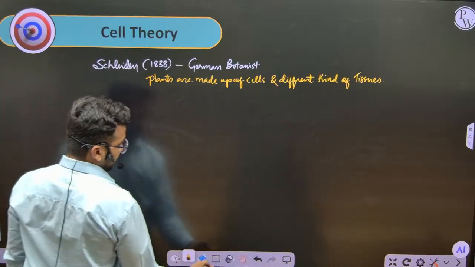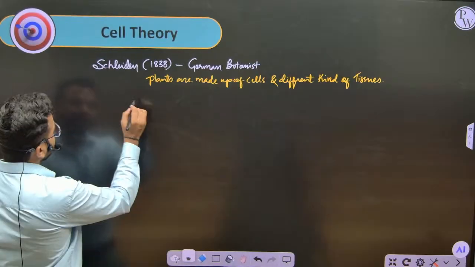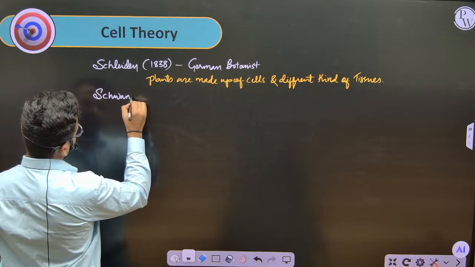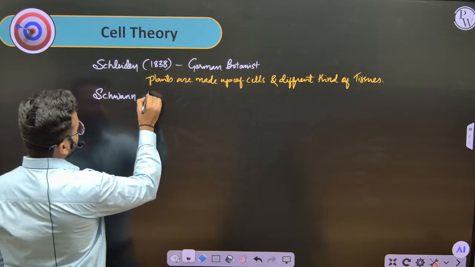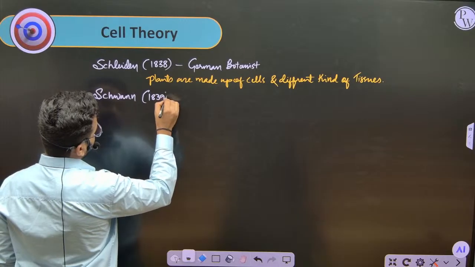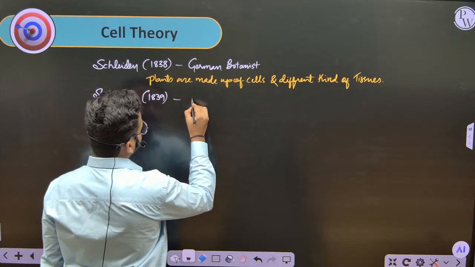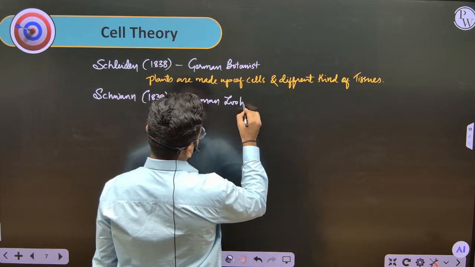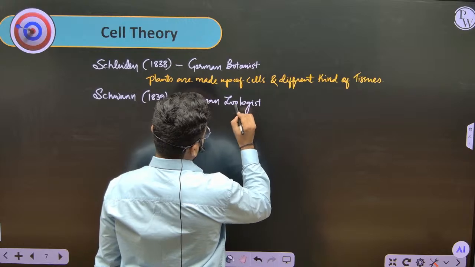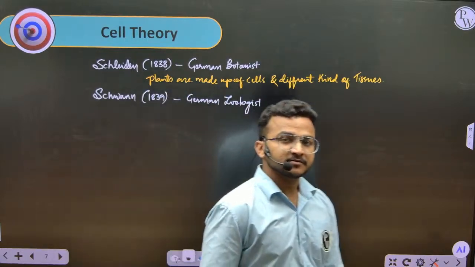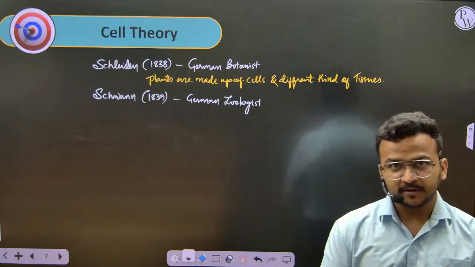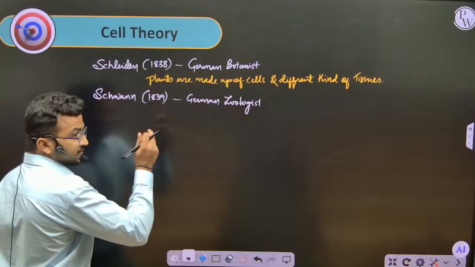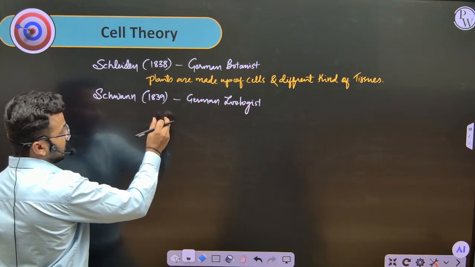So he said that. And next comes another scientist named Schwann, in 1839. He is a German zoologist. Zoologist in the sense, the one who works on animal-related things. So Schwann is a scientist in 1839.